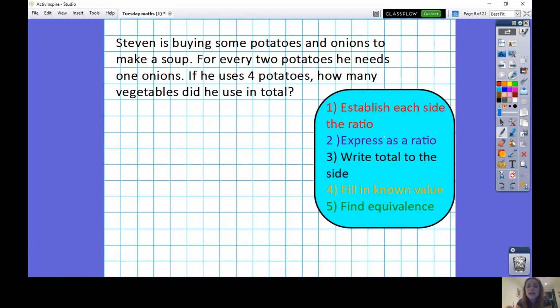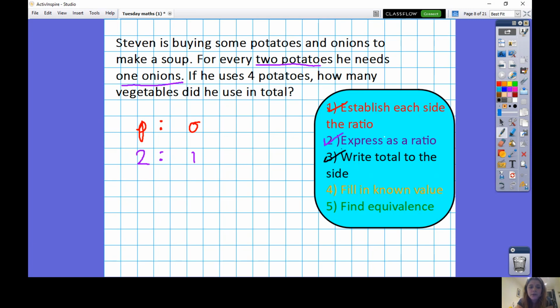Step 1, establish each side of my ratio. What are the 2 items I could have? There's potatoes, there's onions, I'm going to even give myself even more space this time. I'll do the total after. There's potatoes or there's onions. Step 2, express that as a ratio. For every 2 potatoes, he needs 1 onion. So I'll put my 2 under potatoes, 1 under onion.